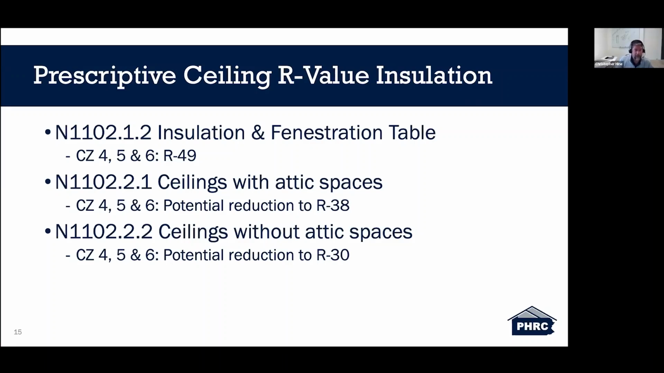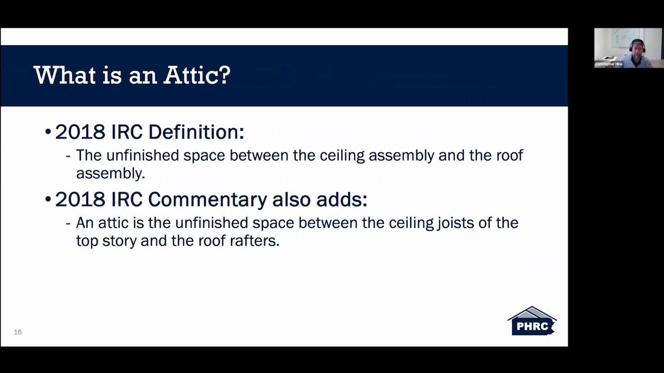The next step here is N1102.2.2, which is ceilings without attic spaces. And now we have an additional potential reduction. So we start with R49. Depending on the design and how we move forward, we have the potential to reduce it to R38. Now we have a different design, which gives us the potential to reduce that to R30. And again, that's climate zones 4, 5, and 6 here in Pennsylvania. So again, you have to start at the top of the umbrella, which is our insulation and fenestration table at R49, and then you can take those steps for potential reductions in R-value in these provisions based on these sections. And we'll dive into that a little bit deeper.